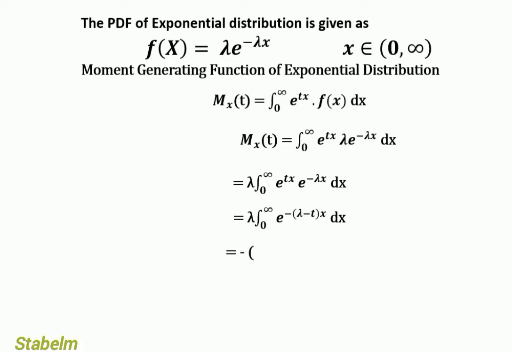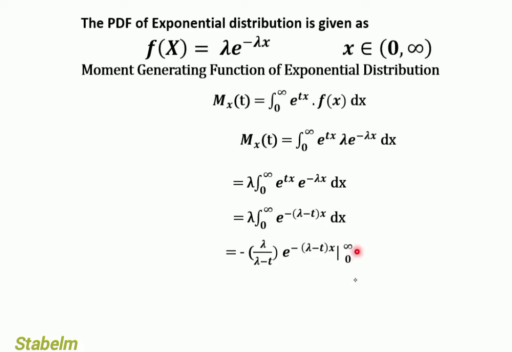I say minus lambda into bracket lambda minus t bracket close, then we have exponential minus lambda minus t x, then the interval, which is 0 to positive infinity. We can see we have the negative when we integrate this. The lambda minus t, if we integrate it with respect to x, we have lambda minus t, and that is what we have here. So we still have the same function. Exponential function does not reduce because it is a continuous function.